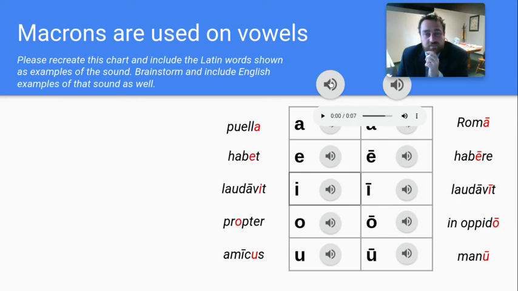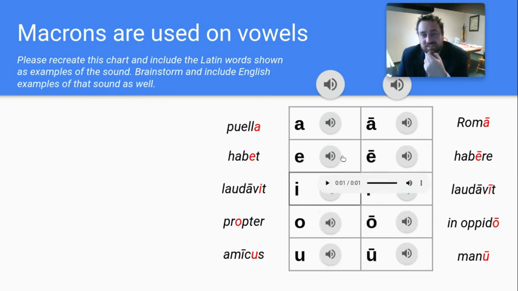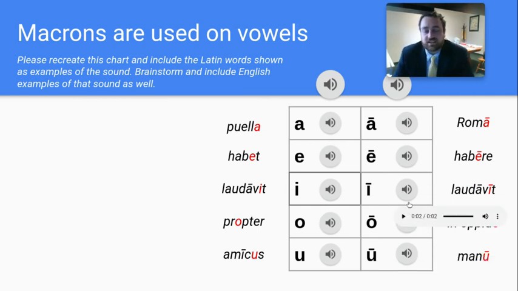And if we click on the top, we'll hear the short vowel sounds all in a row. A, E, I, O, U. And so in classical Latin, these are the different sounds that will need to be made. Now, we'll talk a little bit more about this. We'll come back when we start talking about ecclesiastical pronunciation.